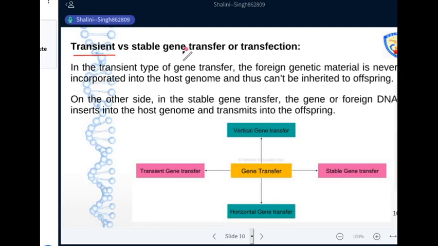Second gene transfer is transient or stable gene transfer. In the transient type of gene transfer, foreign genetic material is never incorporated into the host genome and thus it cannot be inherited into the next generation. That's why it is known as transient gene transfer. On the other side, in the stable gene transfer, the gene or foreign DNA is incorporated into the host genome and it is transmitted to the offspring or the next generation.